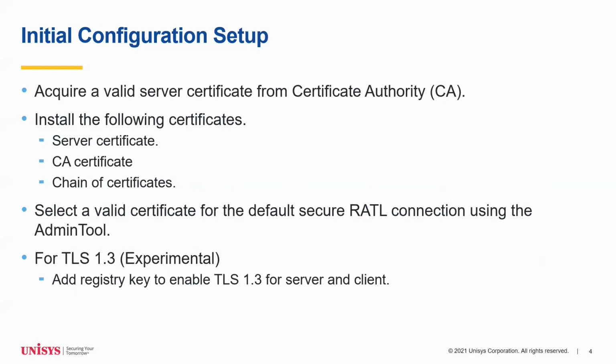After installing the certificate on the runtime server, open the Admin Tool and select a valid certificate for the default Secure Rattle. As of now, Windows 10 and Windows Server 2019 include TLS 1.3 as an experimental version. However, TLS 1.3 is not enabled on these operating systems by default. If we need to use TLS 1.3 in AB Suite, then we need to enable TLS 1.3 via a registry key on the operating system. Please refer to the product documentation for more information.